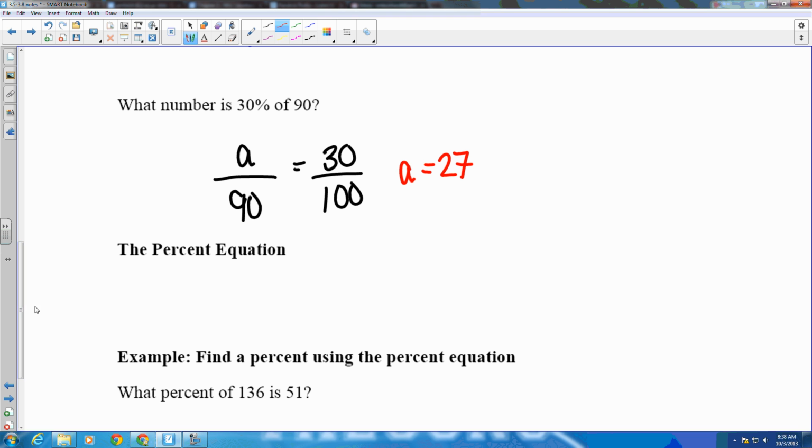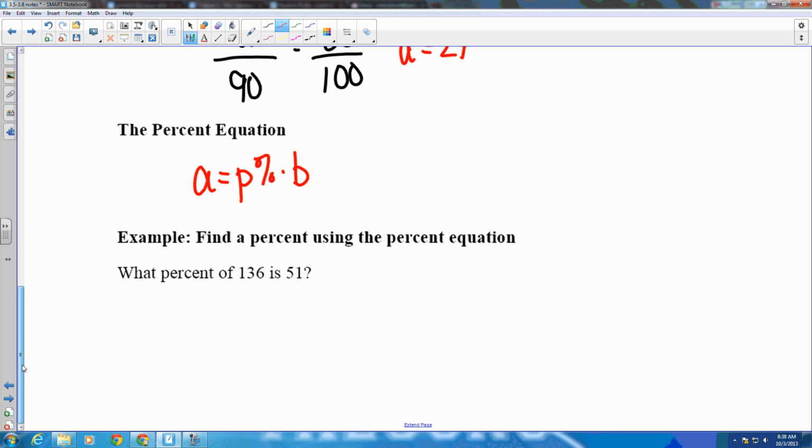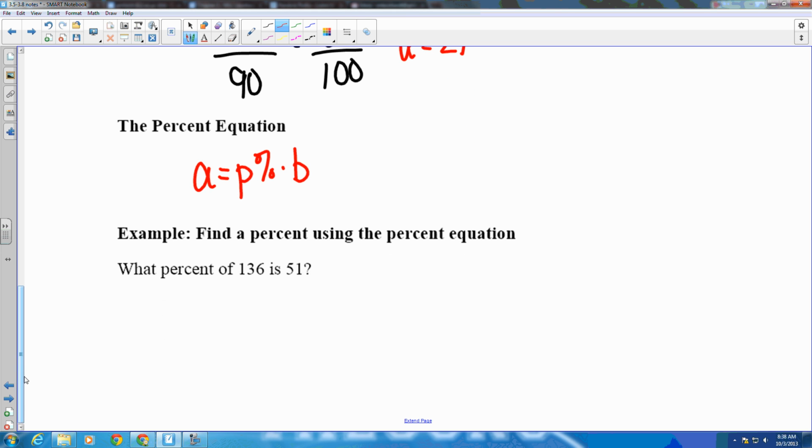Okay, so that was the percent proportion. We could also use something called the percent equation, which is A equals P percent times B. That's going to give you the exact same answer. So you can use whichever one you prefer. I'm not going to be picky.